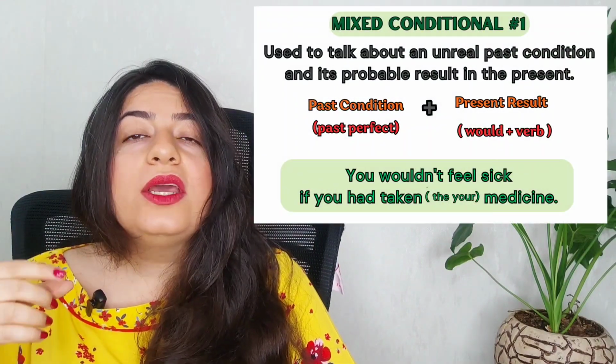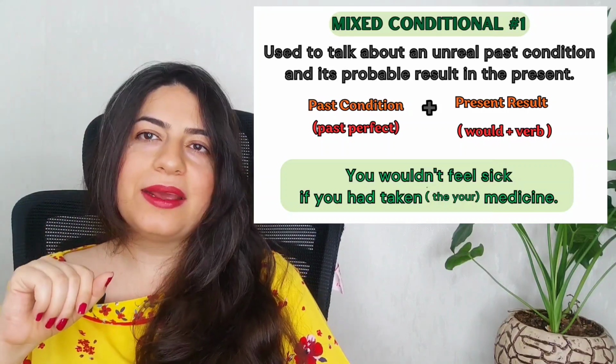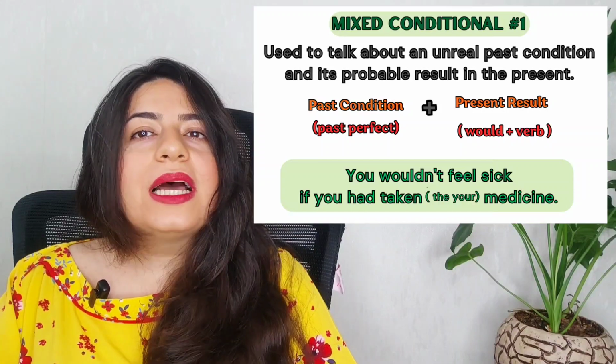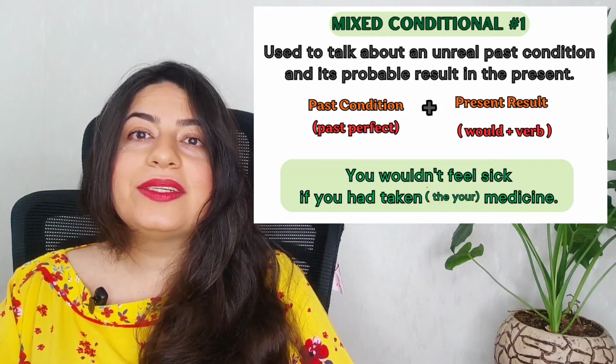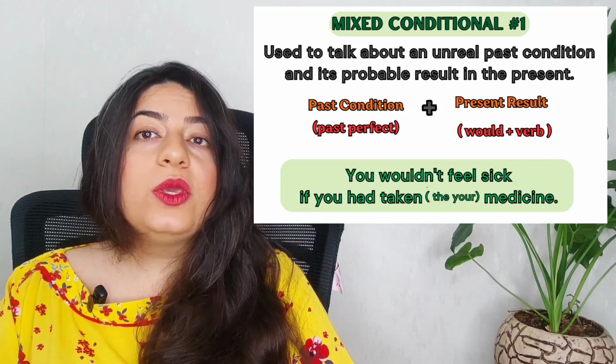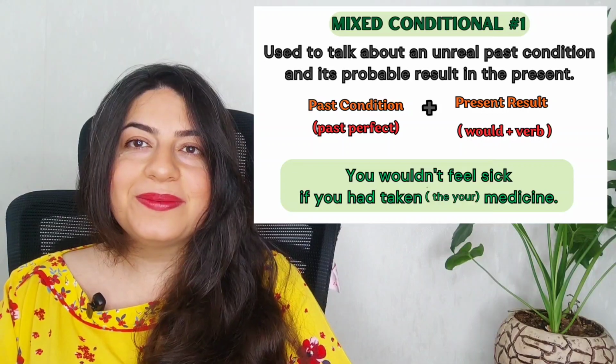So to complete this sentence, I would say you wouldn't feel sick if you had taken the medicine. We're talking about an unreal past condition and the probable result in the present. You wouldn't feel sick if you had taken the medicine.